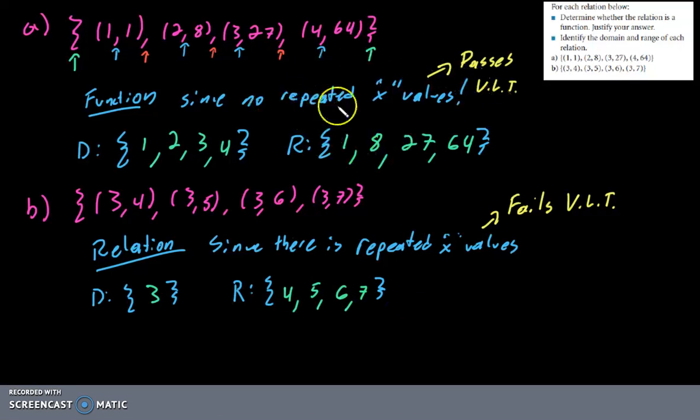So the first is definitely a function, with no repeated x values, and it passes the VLT. And our second one is a relation, since there are repeated values, and that fails the VLT. And domain and range are listed for both of them.